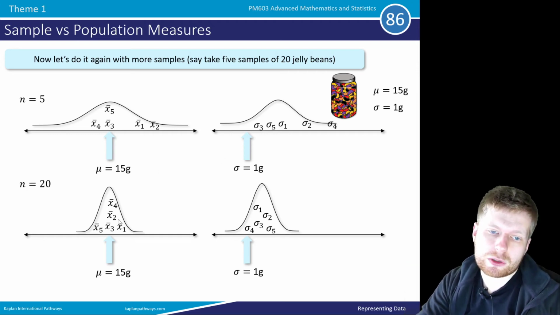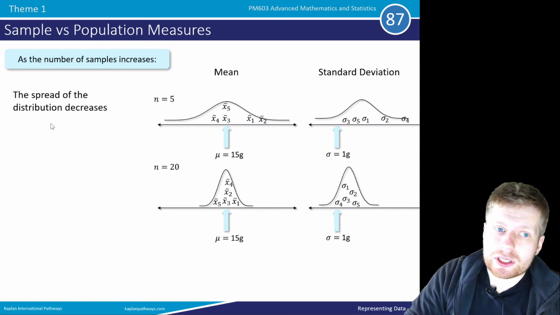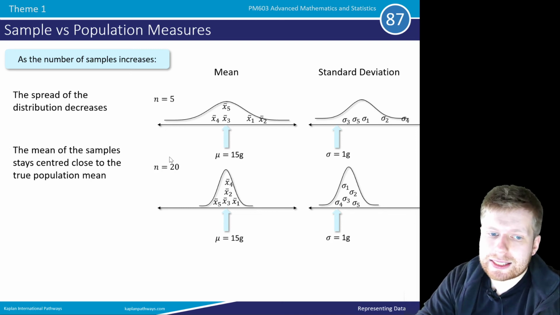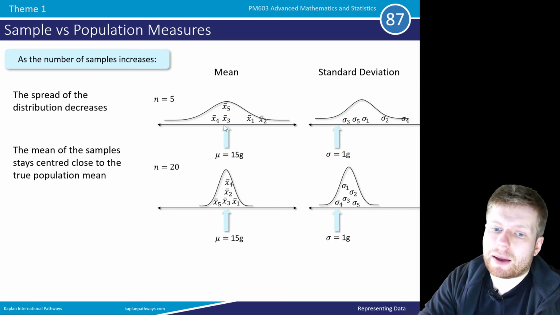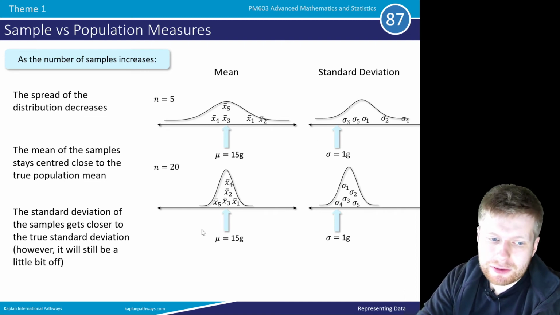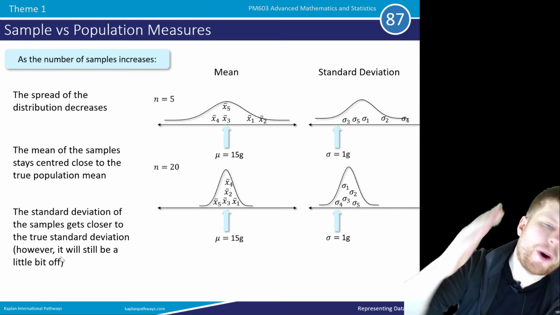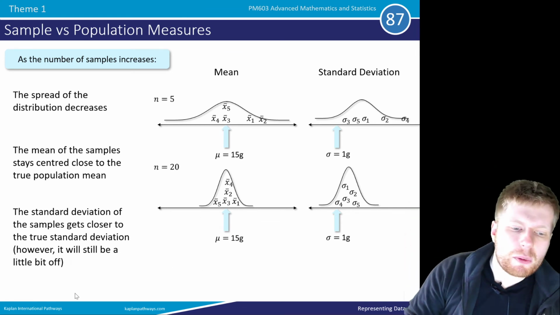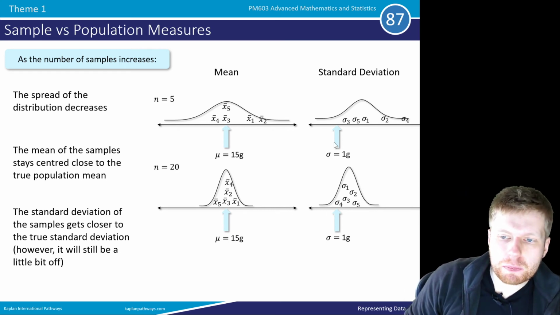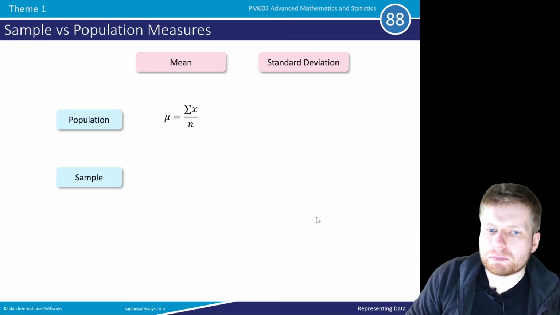Okay, so I'm always comparing it to what's happening at the population here. So the spread of the distribution decreases as you take more samples. Okay, the mean of the samples stays centered close to the true population mean. We've seen that. Okay, so they stay close to the true population mean. Whereas the sample standard deviation gets closer to the true population standard deviation. However, it will still be a little bit off. Okay, so the standard deviation of the samples gets closer to where it should be, but it's still going to be a little bit off.